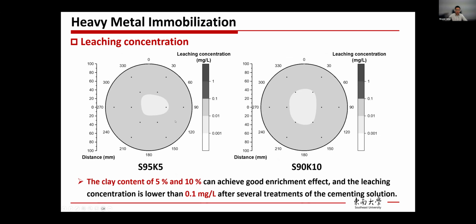Then we also take samples after the treatment to do the leaching test, and the results are also quite good. For two cases, the remaining leaching concentration is only between 0.1 and 0.01 mg per liter. It means that the immobilization efficiency is quite good.